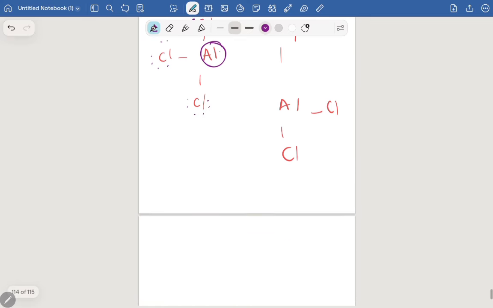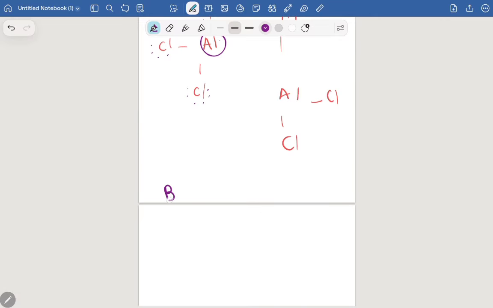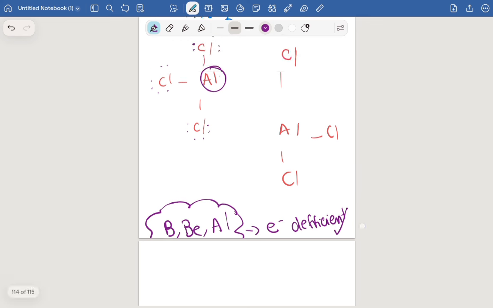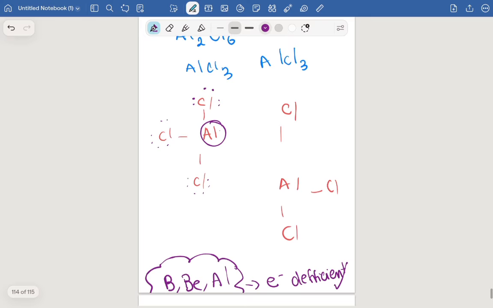You will notice that our central atom is going to be electron deficient. But it's okay for these 3: boron, beryllium, and aluminum. These 3 are allowed to be electron deficient. It's totally fine for them. So, due to this, it's fine for aluminum to not have an octet.